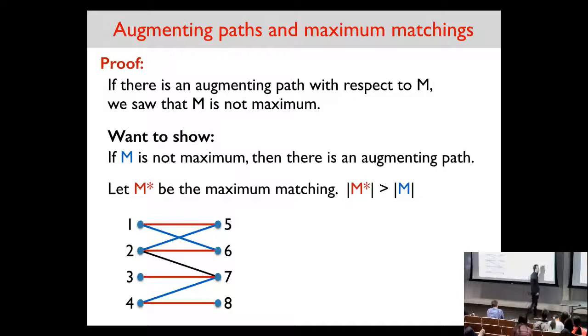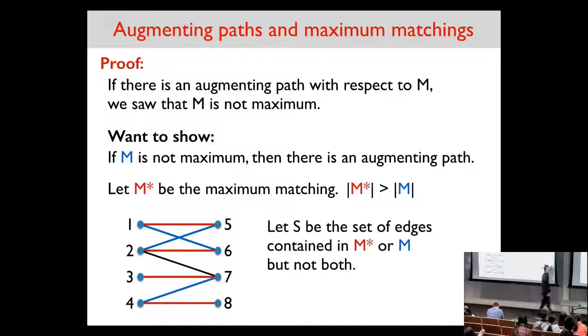Here's an example. This is a different example, but let's say this is our graph. The blue edges are my matching. It's not the maximum matching. But there is a maximum matching, which just pairs the vertices up like that. And that's M star. Now we're going to define the following set, S.